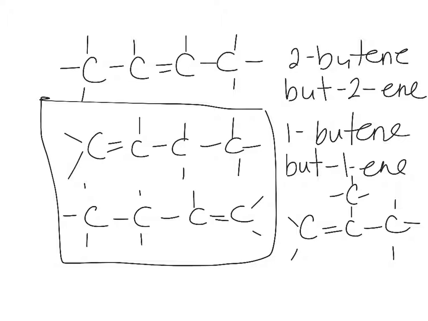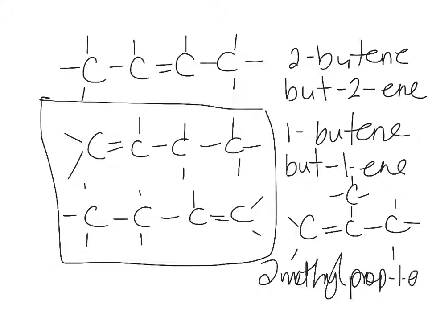Wait, so that one is also but-2-ene, right? It's not but. Longest carbon chain there is how many? Oh, prop, so it's propene. So it's 2-methyl propene. Can you tell me if there's any other isomer?